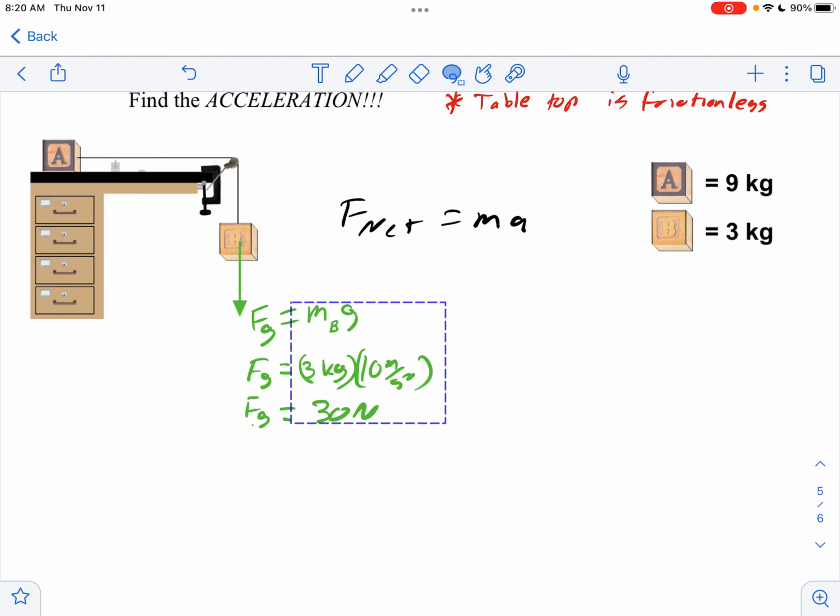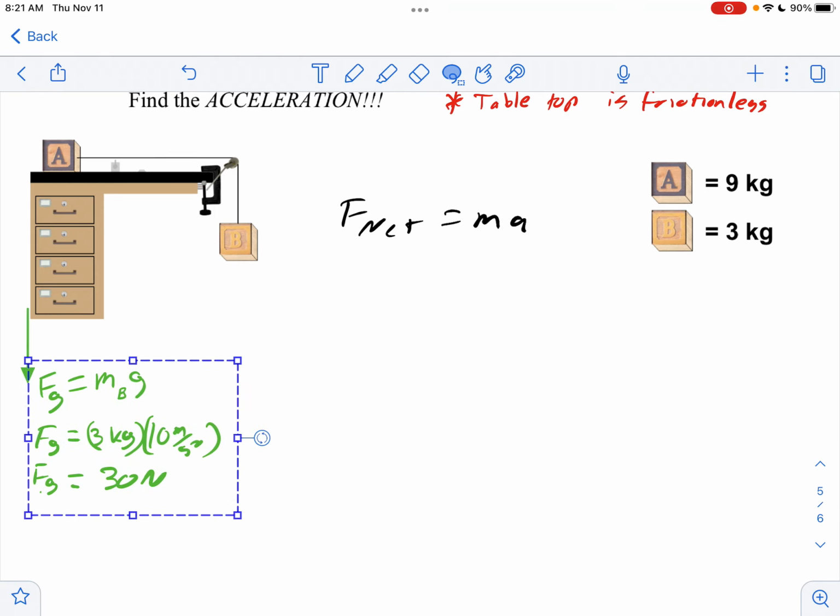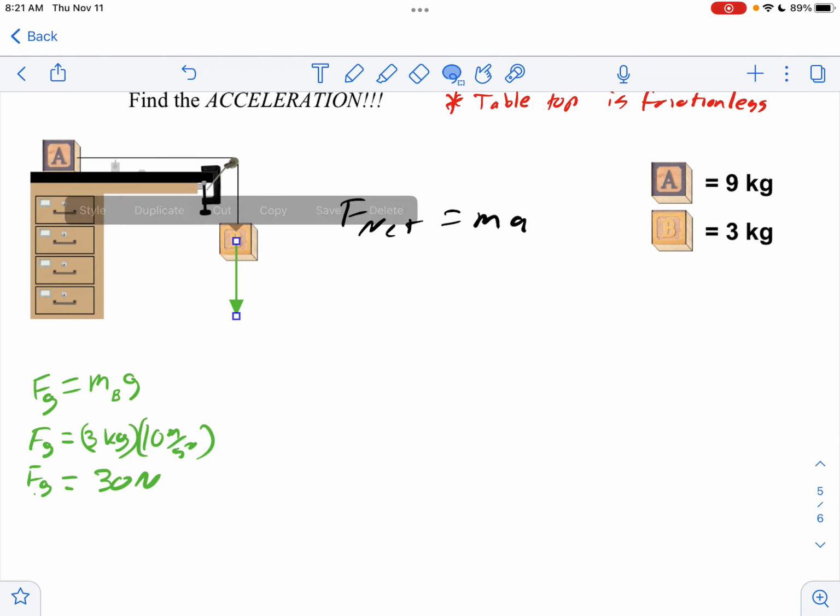Let's sneak this over here just to get it out of our way. I'll label this as the force of gravity equals 30 newtons. Now, if we just were to drop block B, we would see it accelerate downwards at 10 meters per second squared. It'd be in free fall, but it's not because it's attached to block A. Block A moves sideways, it doesn't fall at all, but it still has mass, which means it still has inertia, or resistance to acceleration.